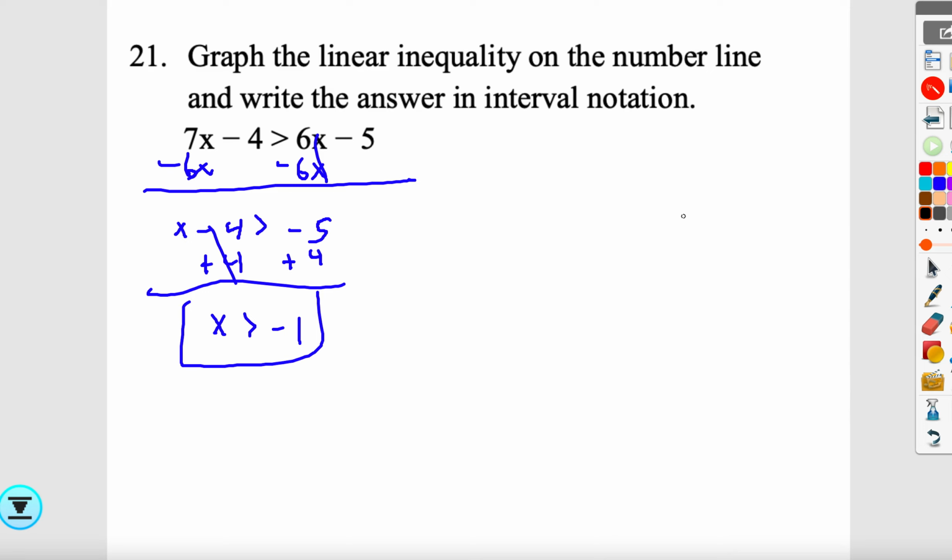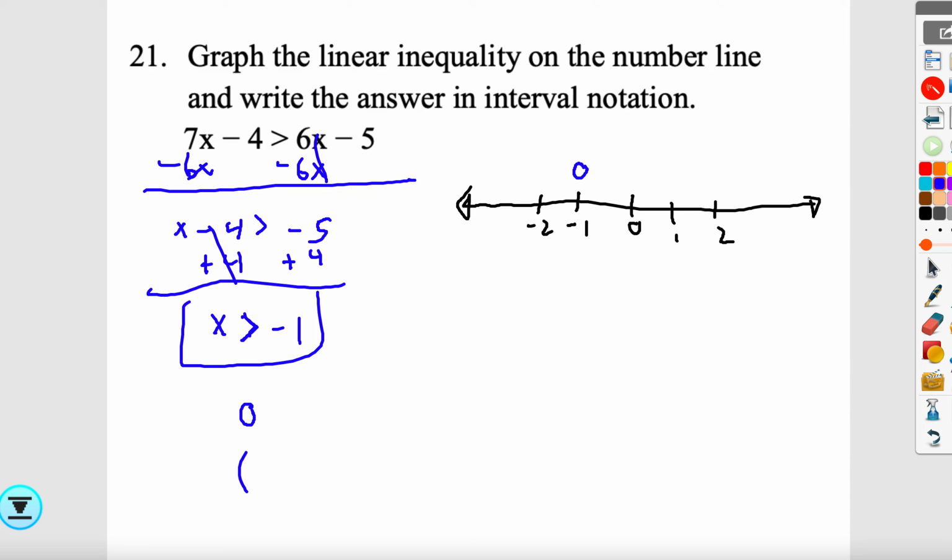So next things first is we draw our number line, right? A horizontal line. And then 0 in the middle, negative 1 on the left, negative 2, positive 1, positive 2. And since it's a greater than, it's going to be an open circle and a parentheses. So it's going to be open circle at negative 1. So it wants greater than. Greater than is to the right. So because these numbers are all greater than, draw the arrow there too.